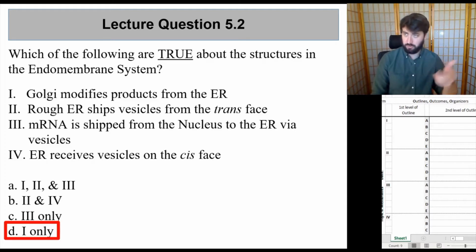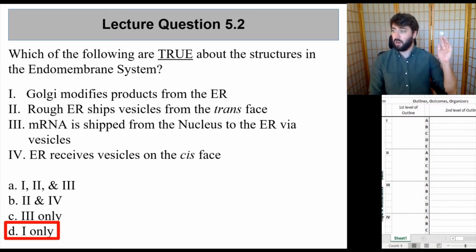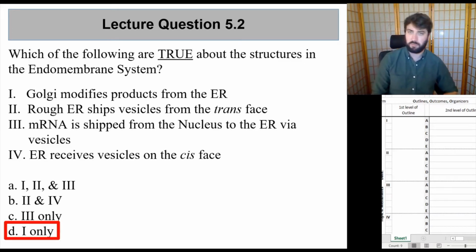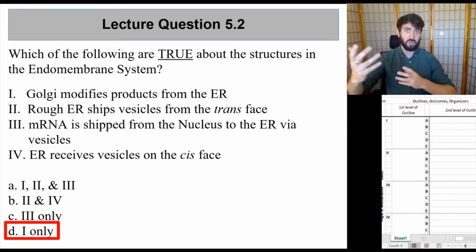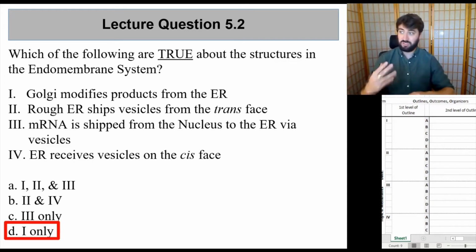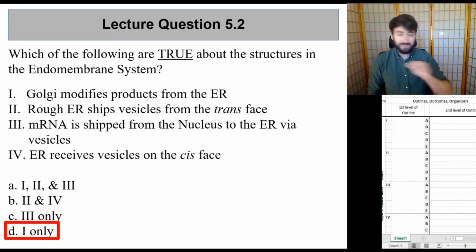So which of the following is true about the structure of the endomembrane system? Number one, Golgi modifies products from the ER. Well, we definitely know that's true, right? Remember the Golgi acts as the shipping center, adding labels and stuff before it's moved on somewhere else in the endomembrane system. Number two, rough ER ships vesicles from the trans face. Well, no. We didn't talk about a trans face with the ER. That was with the Golgi.